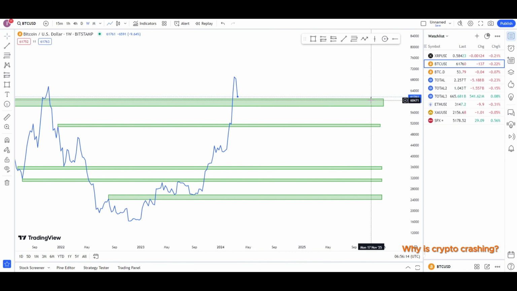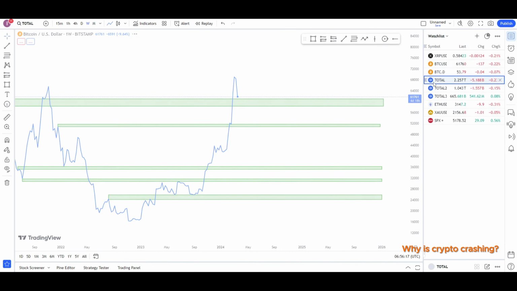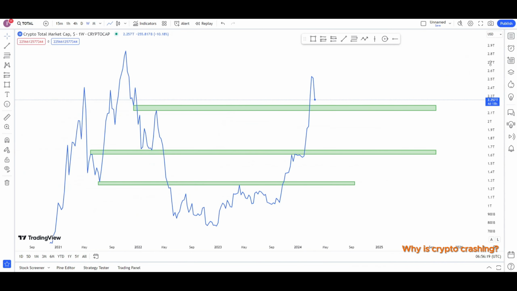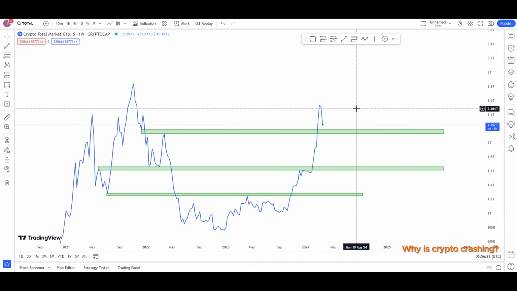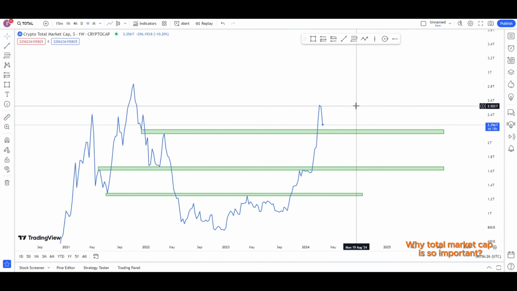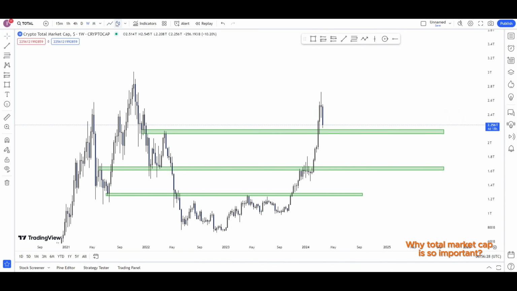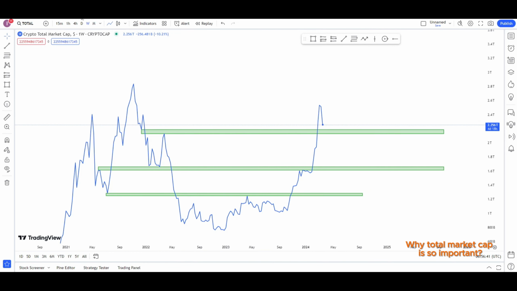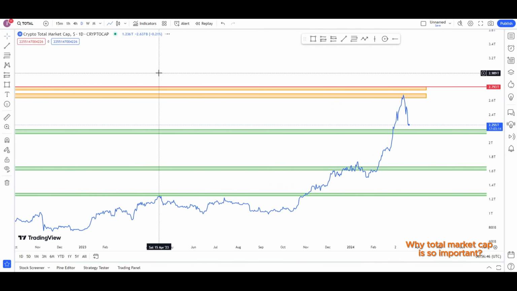Now in today's video, let's talk about why the market is crashing. First things first, let's start with the weekly time frame. As you can see, the price of the total market cap has broken the last zone, and it's free falling. Now let's zoom into the daily zones and refine our analysis.